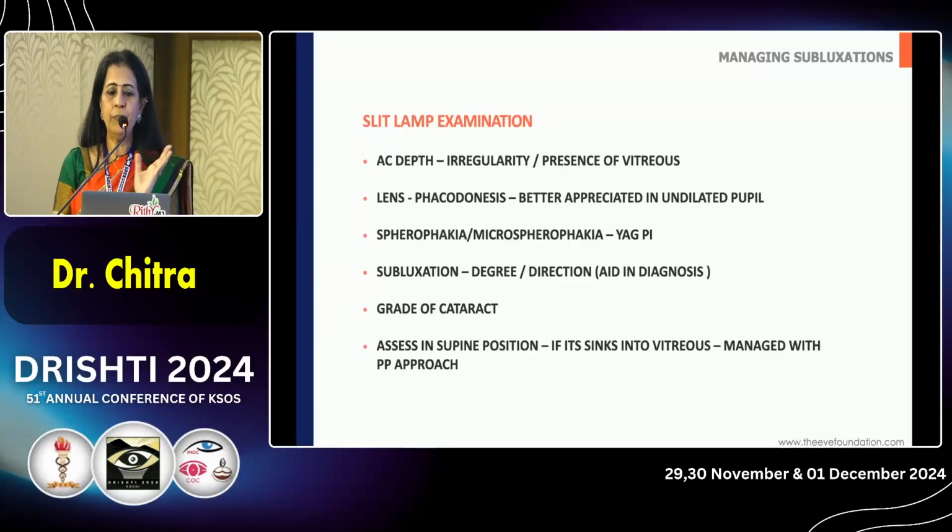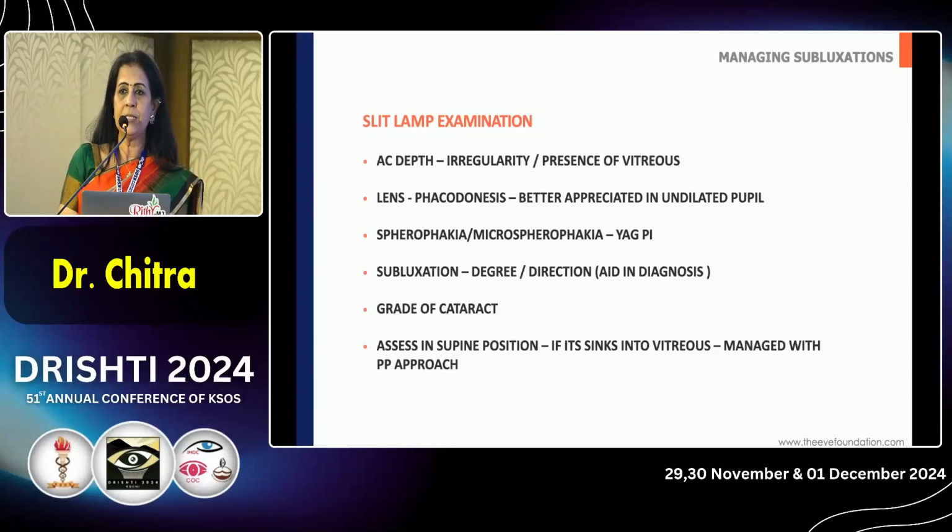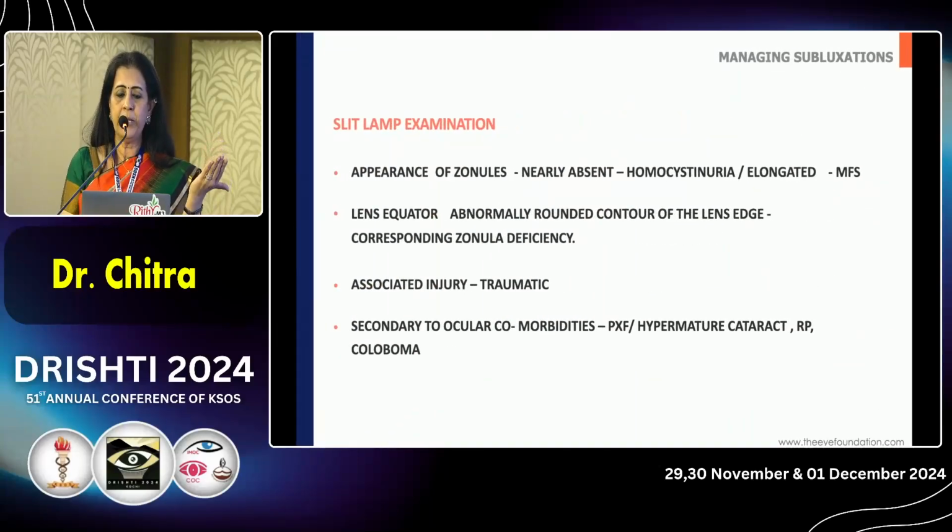And on a slit lamp, you will see that the AC is irregularly deep. There may be presence of vitreous. There could be phacodonesis, and the phacodonesis is obvious in an undilated pupil because in the dilated pupil, the ciliary body supports it. You can look at the direction of subluxation and the quantum of subluxation, and make the patient lie down. If in the supine position the lens sinks down, then it has to be a pars plana approach.